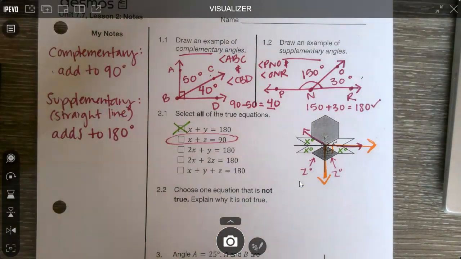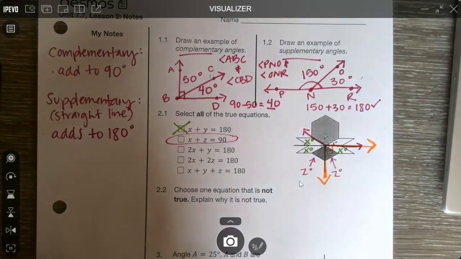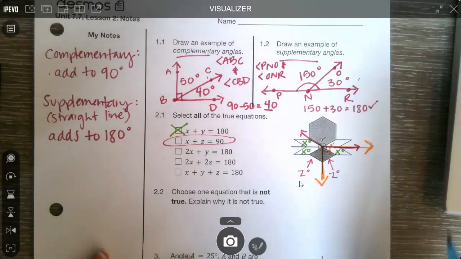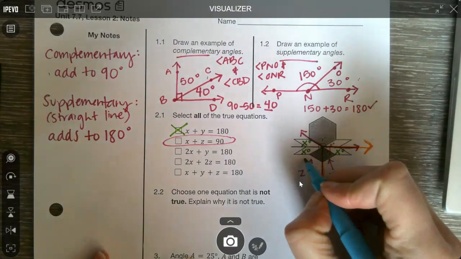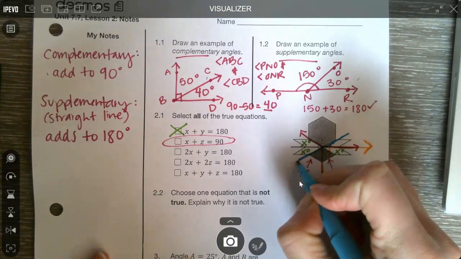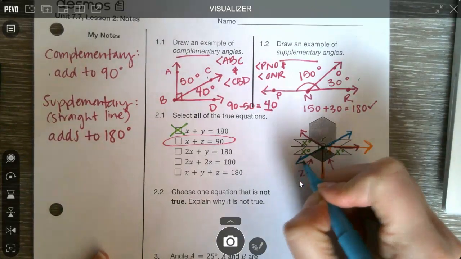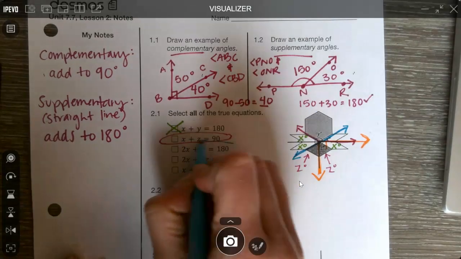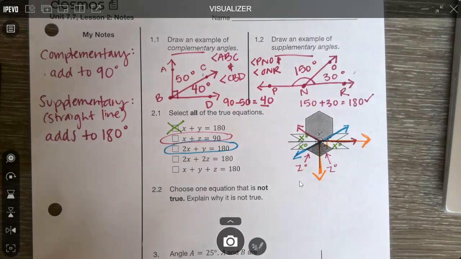What about 2x's plus 1y is 180? Okay, well, where do I have 2x's touching a y? Let me get a different color now. All right, here's 2x's. Here's a y. So I'm going to make my line. All that they're touching. Did I make a straight line? Sure did. So that means that this is also true.